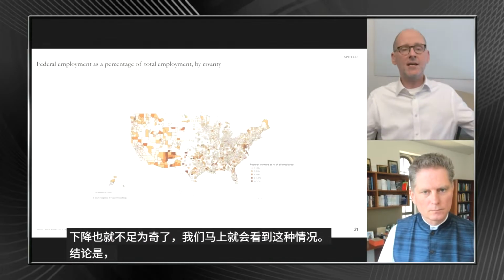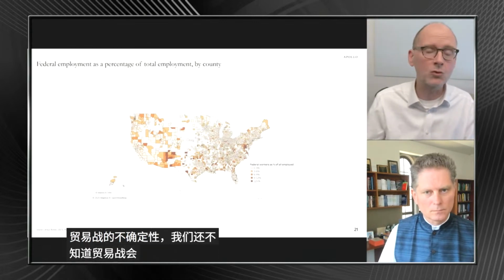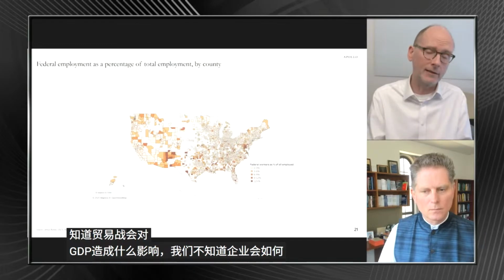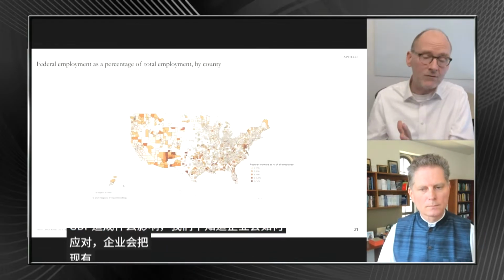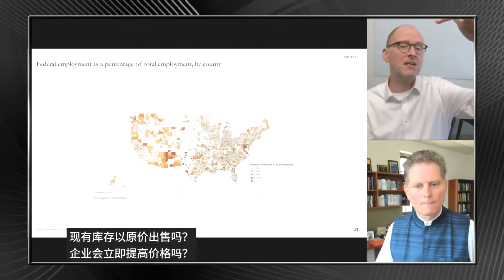So the conclusion is, taking the uncertainty of the trade war, we don't know yet what the trade war will do to GDP. We don't know how companies will respond. Will companies take their current inventory and sell that at old prices? Will companies raise prices immediately?